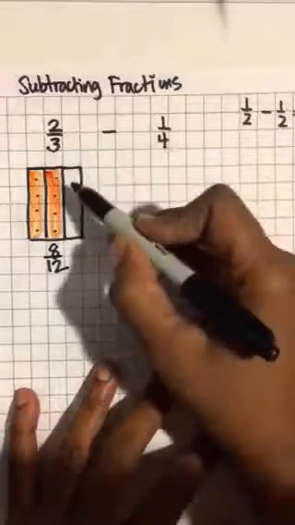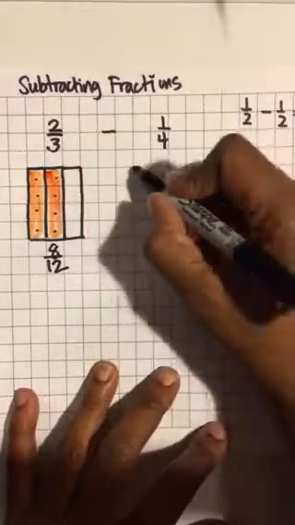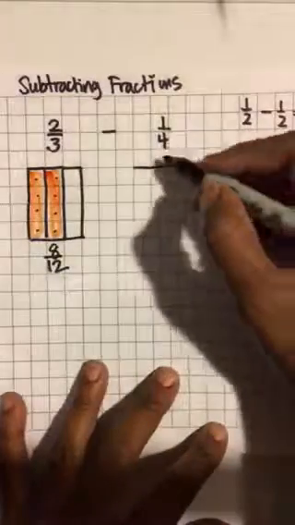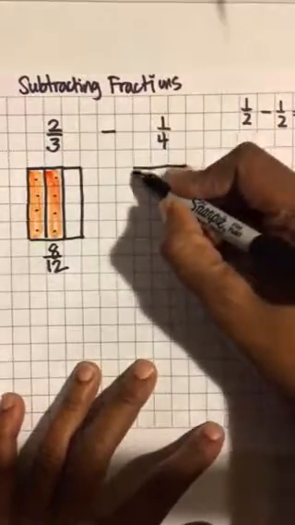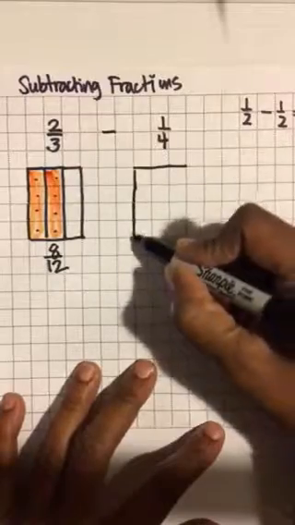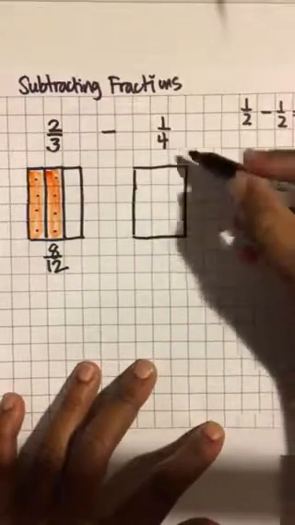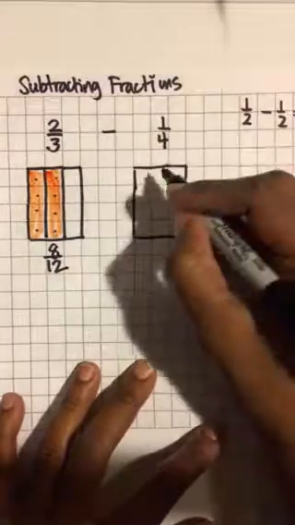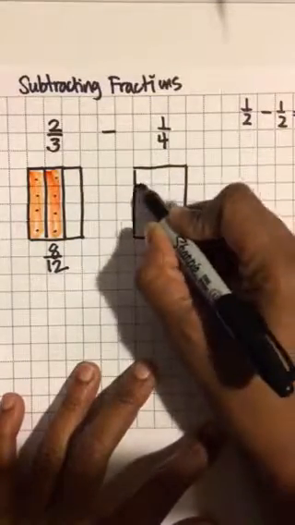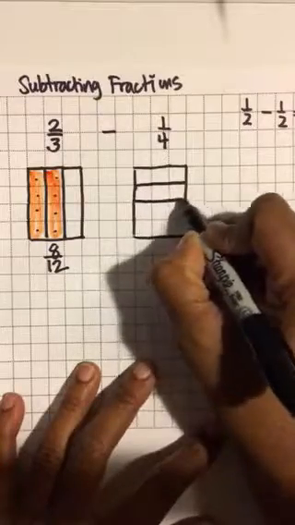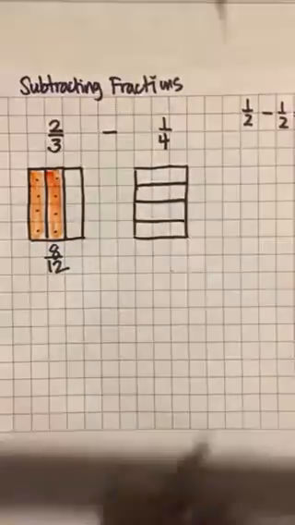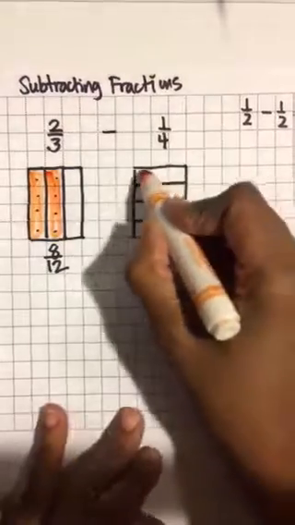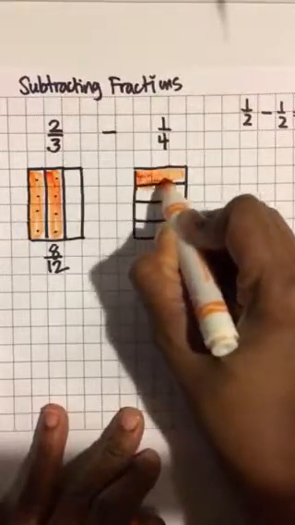Now I'm going to make another 3 by 4 rectangular grid. 1, 2, 3, the 3 coming from the denominator of 2/3, and 1, 2, 3, 4 coming from the 1/4. Because I'm modeling 1/4, I need to partition the shape into 4 equal pieces. That will be going across. There's 1/4, 2/4, 3/4, and 4/4. And now I need to shade in one of those 4.